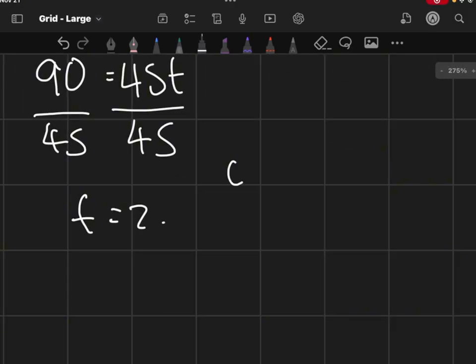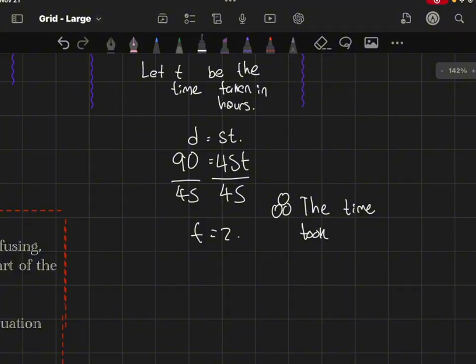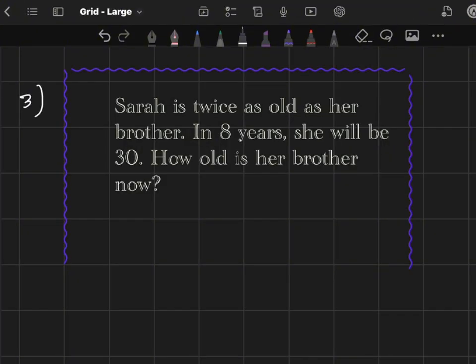We make a therefore statement. The time took 2 hours. Here's our third example. Sarah is twice as old as her brother. In 8 years, she will be 30. How old is her brother now?